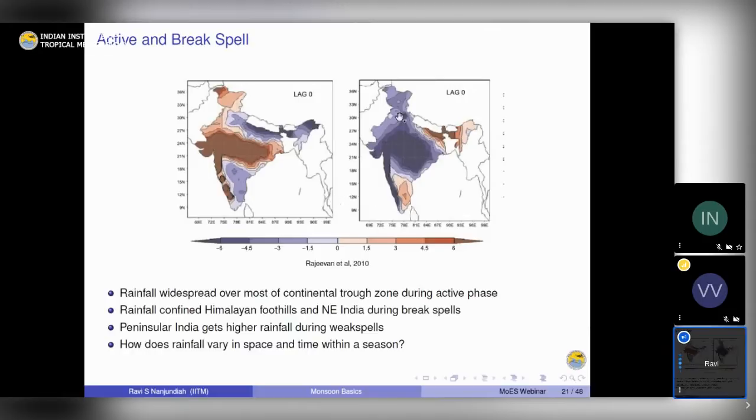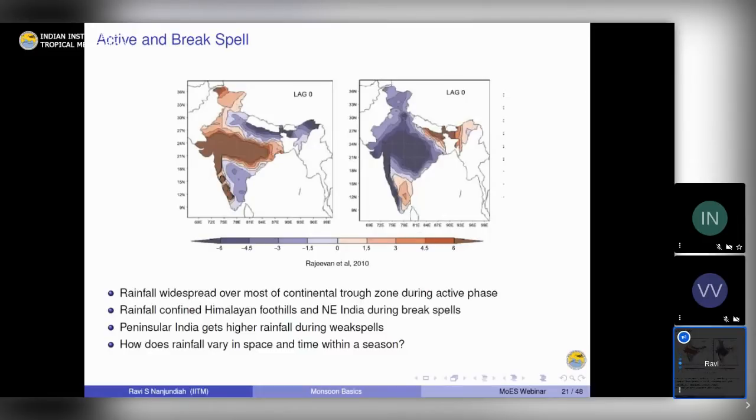While if we look at the break feature, there is very little rainfall over the central part of India and most of the western part of India, while the northeast and peninsula get much more rainfall. So in the active spell you get more rain over the northern parts and the central part of India, and the northeast goes opposite to the rest of the country as far as rainfall is concerned. So this is a composite picture.